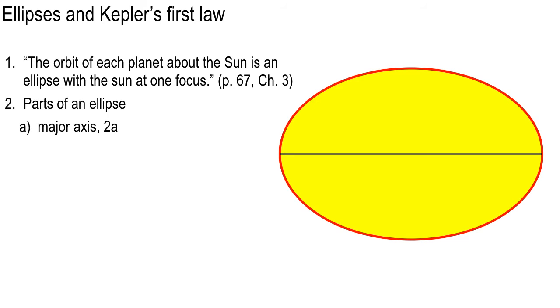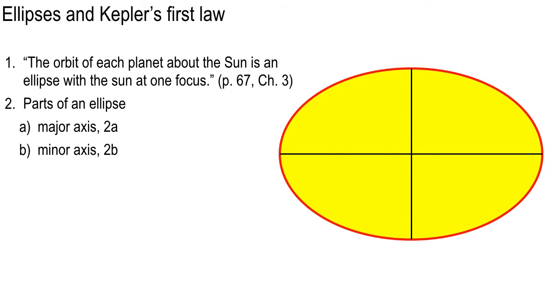The distance usually is expressed as 2 times the semi-major axis. So the semi-major axis is A. The entire major axis is 2A. The minor axis is the vertical axis in this diagram. It's the shorter axis. It is a symmetry axis. And the symbol for that is 2B, the semi-minor axis being B.